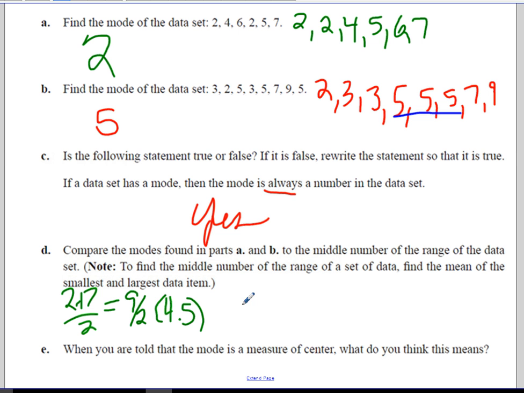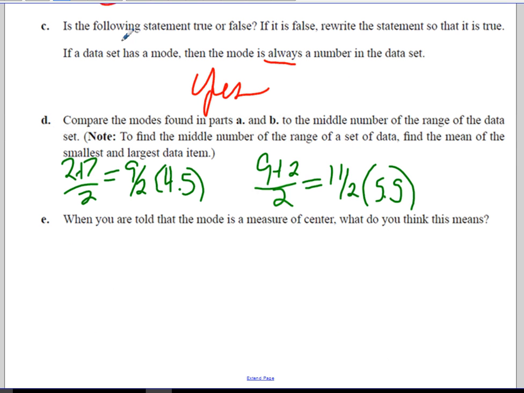And then if we were to do that for the second one, we have 9 plus 2 divided by 2, which would give us 11 halves, or 5.5, which neither one of those match. So again, it's trying to have us think of this idea of the measure of center as being more than one option. And so we're not necessarily looking for a specific number, but more of an overall picture, an overall trend or idea.